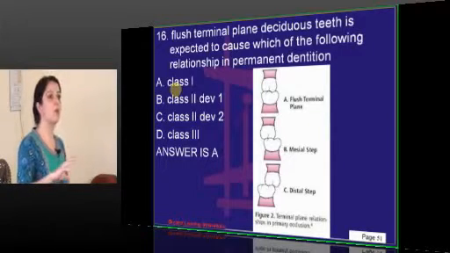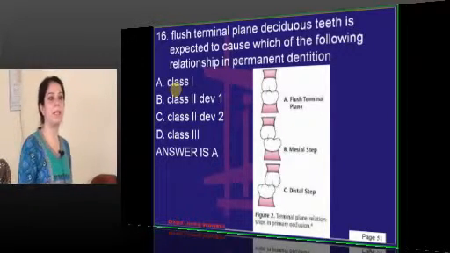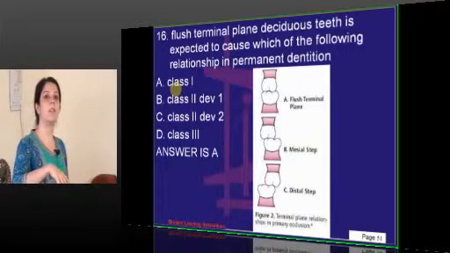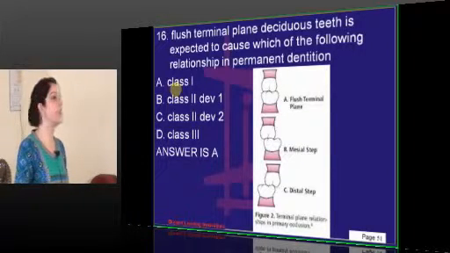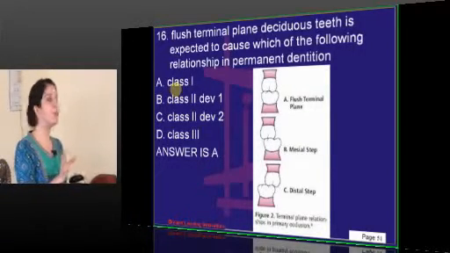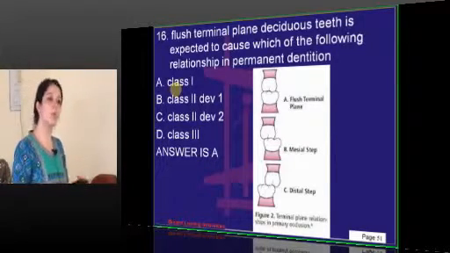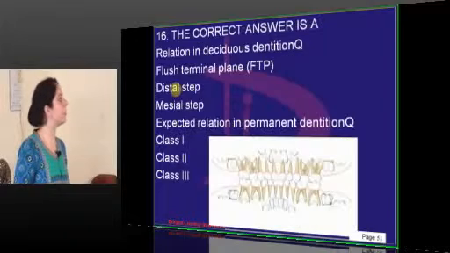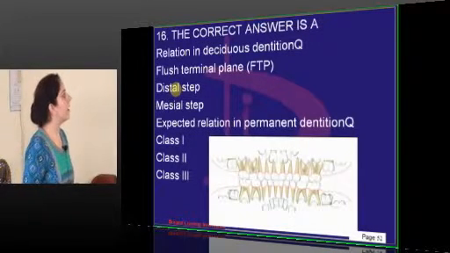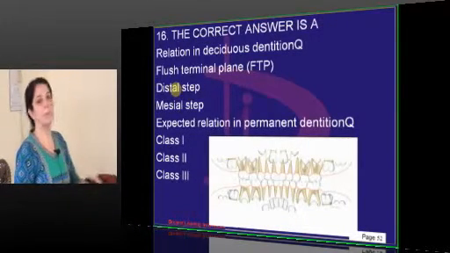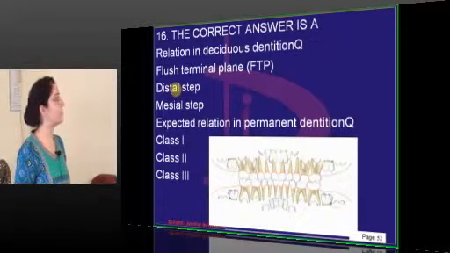Now, what happens because of the transition period happening in the mixed dentition, that the deciduous teeth shed and the permanent teeth start erupting, there is some amount of movement happening, and usually a flush terminal plane most of the times leads to a class 1 relationship. Whereas a distal step leads to class 2, mesial step leads to class 3, and so on.